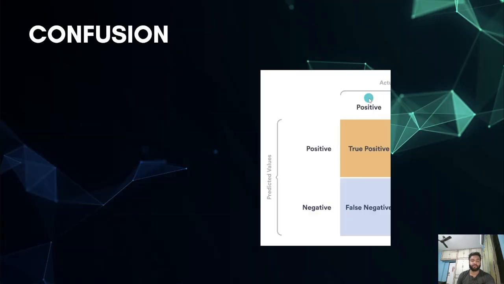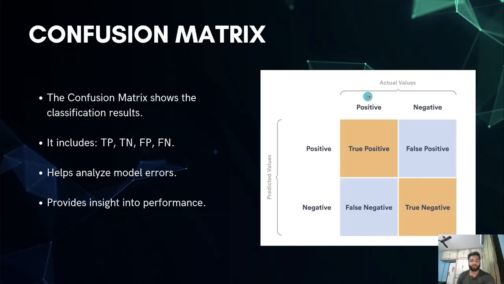Let us start with confusion matrix, which is a great way to understand how your classification model is performing. A confusion matrix breaks down predictions into four parts. The confusion matrix contains four key components.